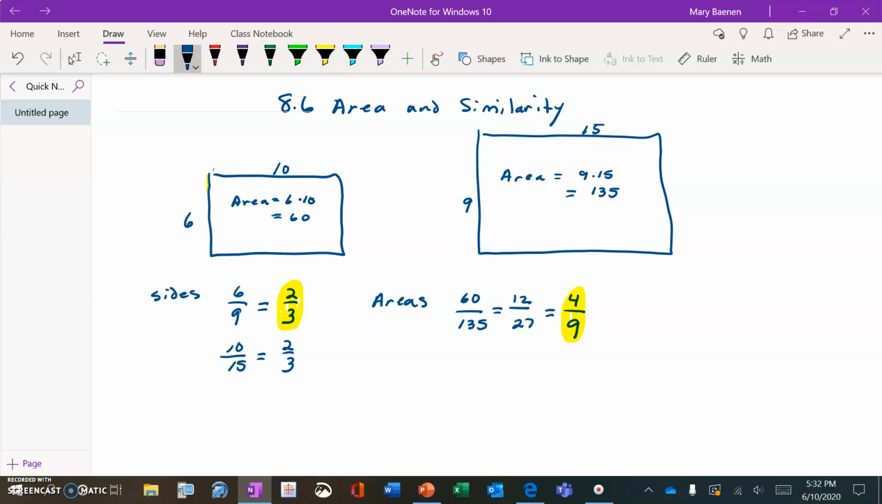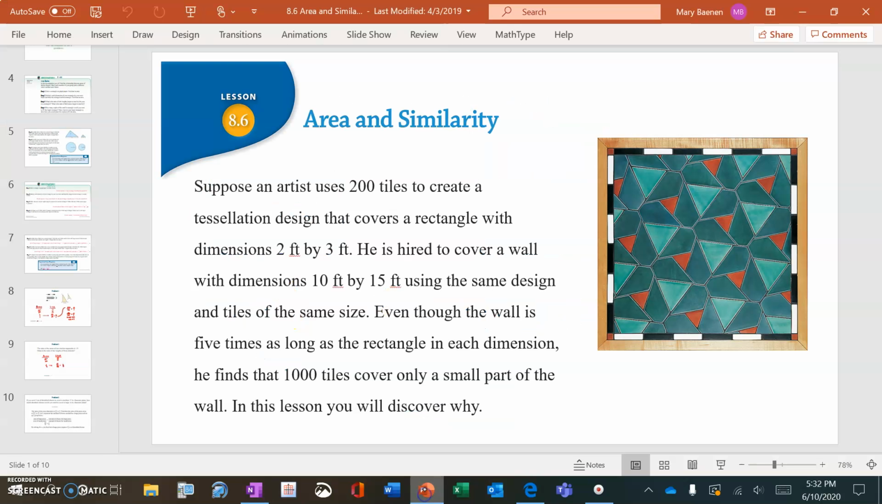However, let's see something cool here. 4 can be rewritten as 2 squared, and 9 can be rewritten as 3 squared. Look what I have. If the sides were in the ratio 2 to 3, the areas were in the ratio of 2 squared over 3 squared. Now I could do this with a bunch more examples, but they're all going to turn out to be the same. So now I'll go to the PowerPoint.